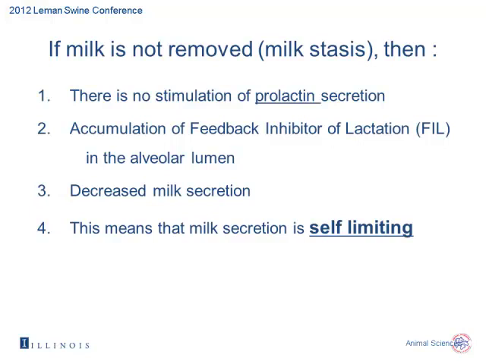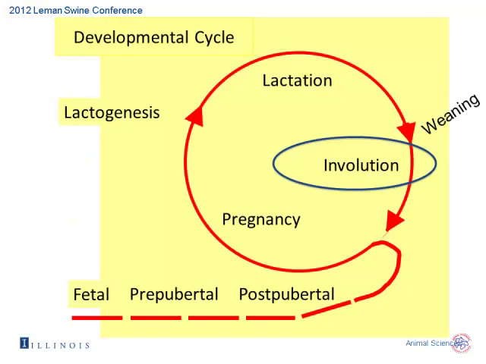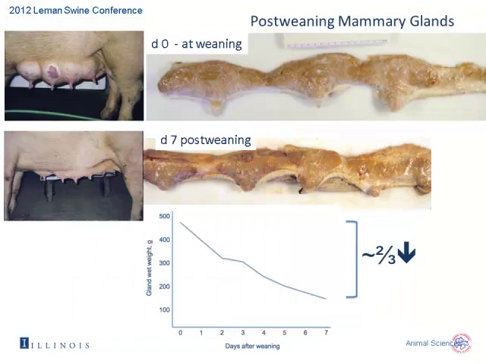Okay, I need to talk about involution here very briefly and introduce you to, again, this idea of what happens when milk is not removed. The most obvious example is at weaning. This is the mammary gland at the day of weaning, so this essentially is still lactating. This is what it looks like inside the gland. You can even see a little bit of white where we've cut through the gland and there's still enough milk that it's oozing out of the ducts and the alveoli and collecting on the tissue.